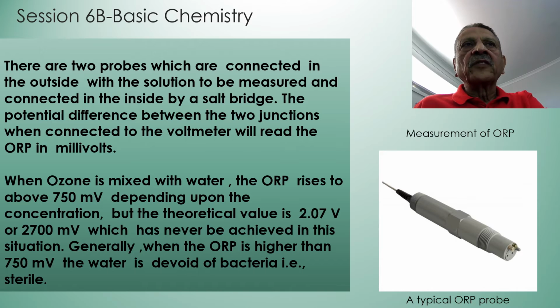What we have to understand is when you mix any oxidant, ozone or chlorine, for example, or bleach, with the water, the ORP rises, and depending on how much ozone or chlorine you use, it can go above 750 millivolts. The theoretical or maximum value you can reach is about 2.07 volts or 2,070 millivolts. This has never been achieved in a practical sense. In our applications, when the ORP goes higher than 750 millivolts, the water is devoid of bacteria, and therefore it can be termed as sterile.